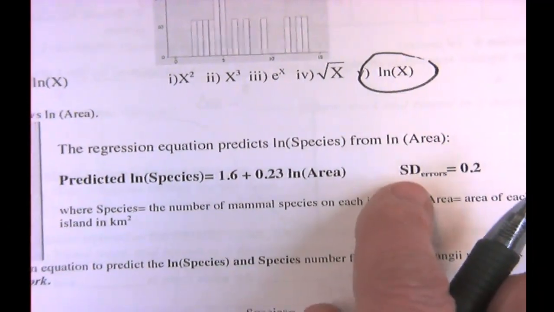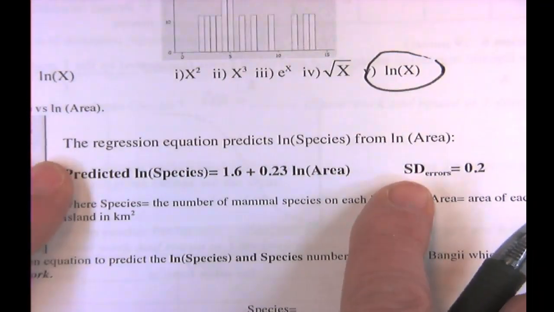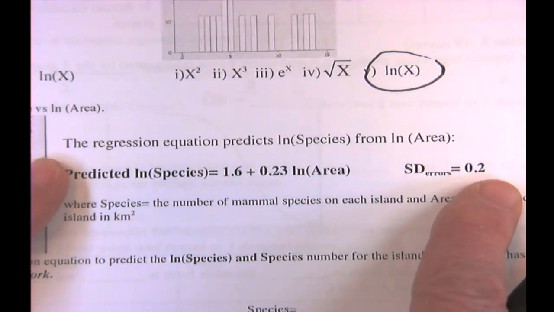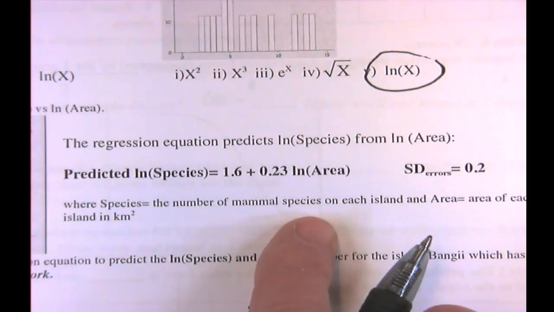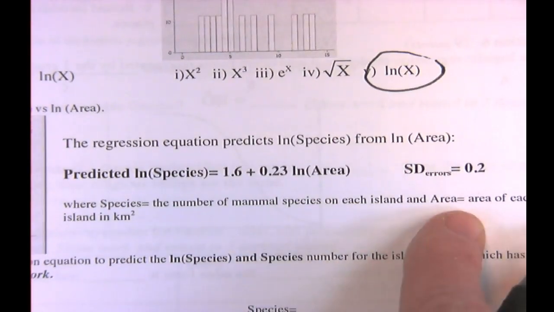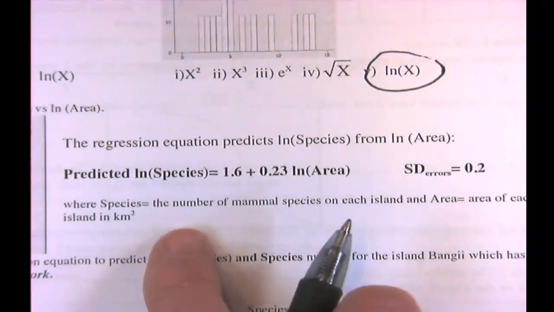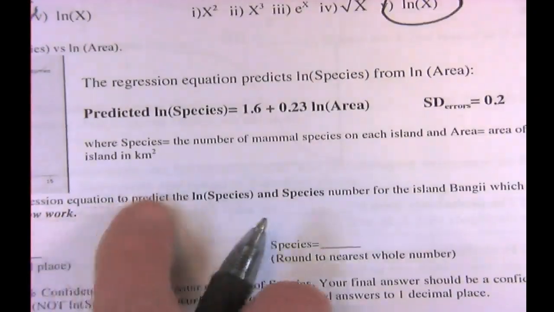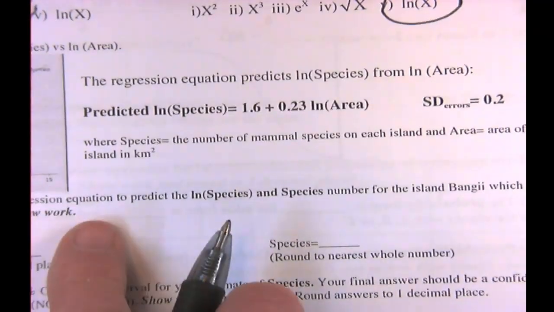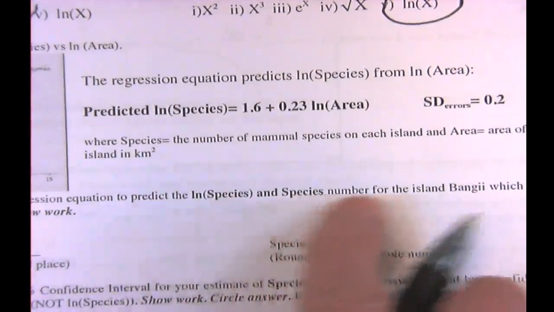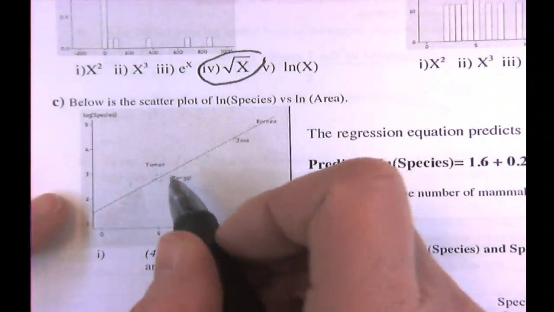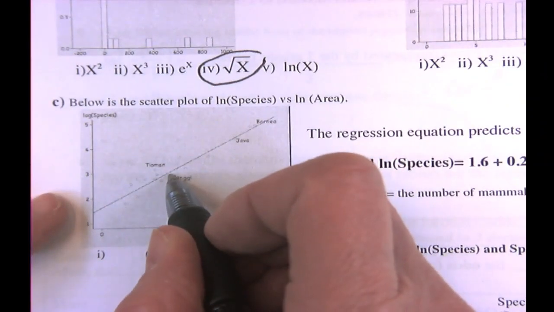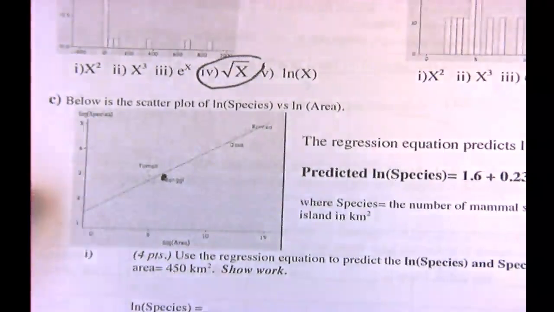So here's your regression equation, and here's the standard deviation of the errors. Where species is the number of mammal species, this is the log of species on each island, and area is the area of each island. Now, it's the log of the area and the log of the species, and use the regression equation to predict for that island. So which one is it? So that's this one. Okay, let's zoom out so we can look at this again.